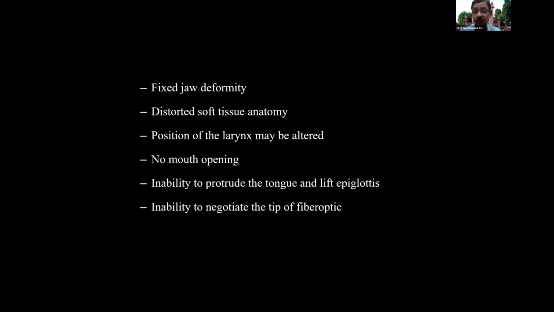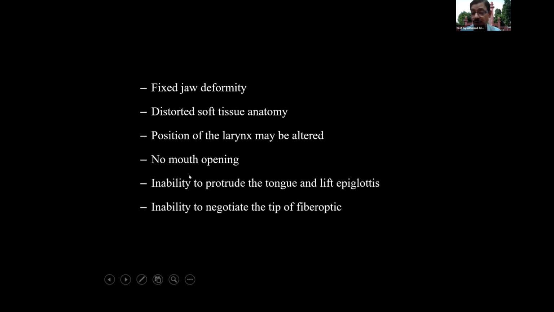Now, this is very important. We have a lot of difficulties while intubating, because they have a fixed jaw deformity. Now, naturally, you cannot go with certain maneuvers which are needed while you go with the fiber optic. Distorted soft tissue anatomy could be there, and position of the larynx may be altered. And since they don't have any mouth opening, naturally they are unable to protrude the tongue.